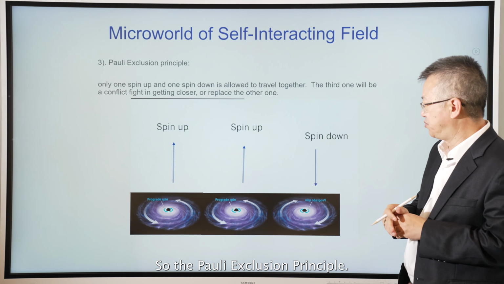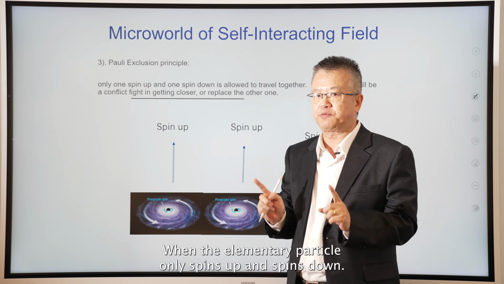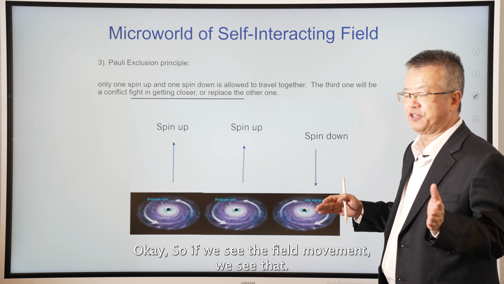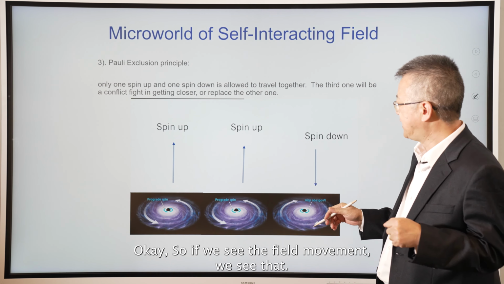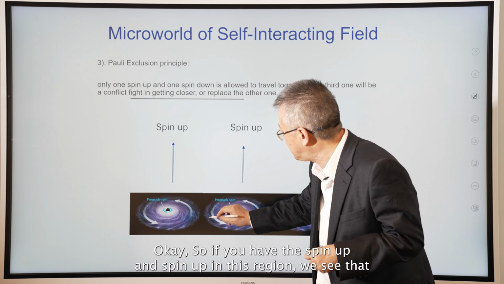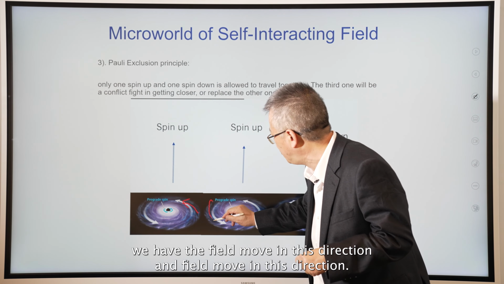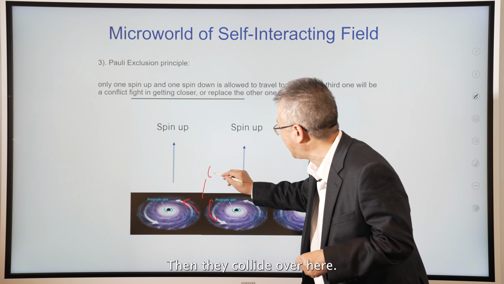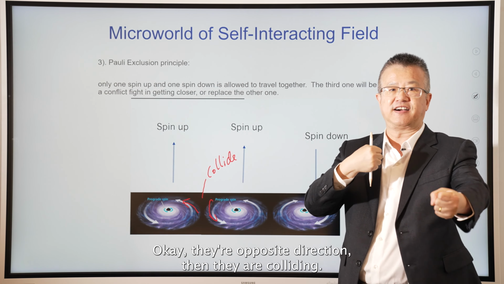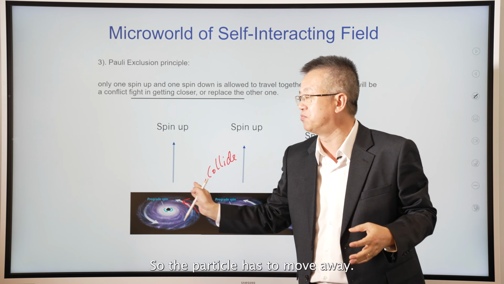So the Pauli exclusion principle, okay? When the elementary particle only spins up and spin down, okay? So if we see the field movement, we see that, okay? If you have the spin up and spin up, in this region we see that the field moves in this direction and the field moves in this direction, then they collide over here. Okay, they're in opposite directions, then they are colliding. So the force will be colliding, so the particle has to move away.